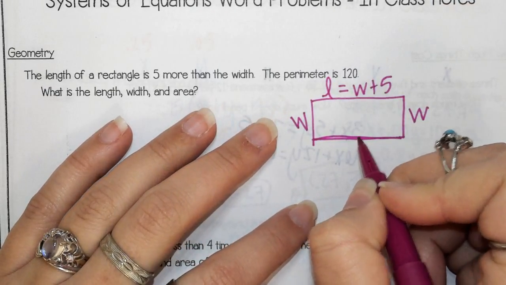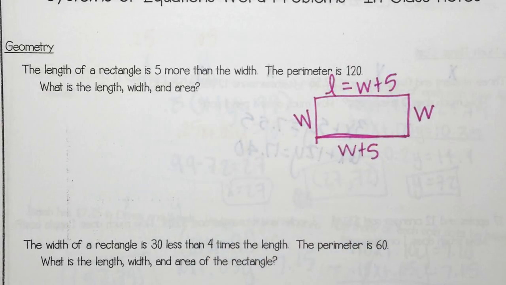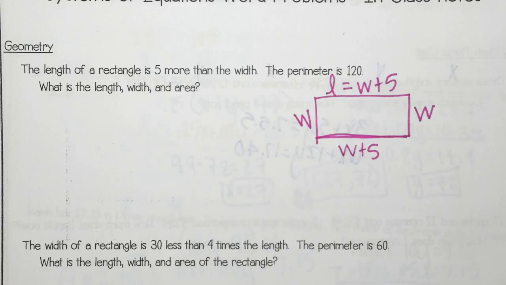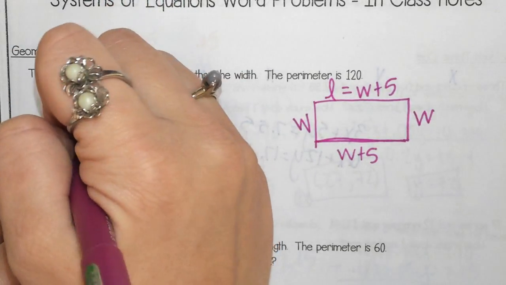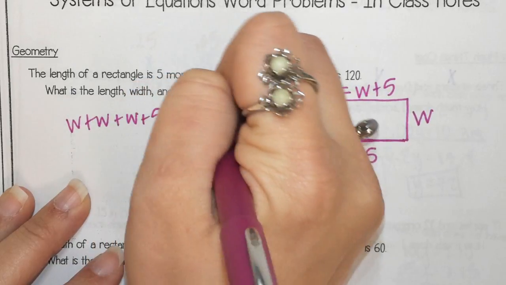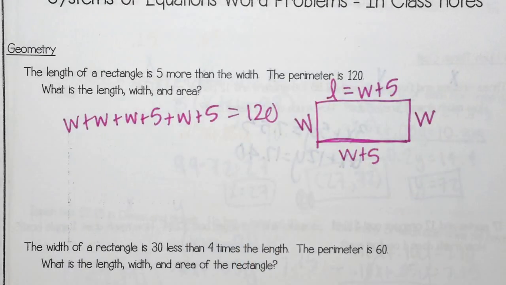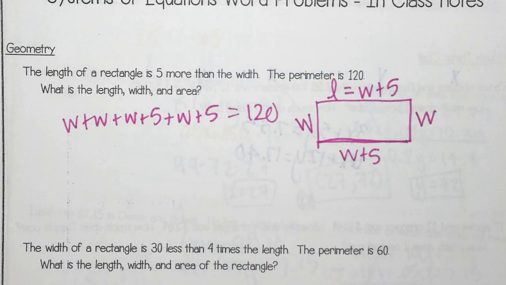And what would this bottom side be? W plus 5. Now it gives us the perimeter is 120. And what is the perimeter of a figure? All the sides added. Good, take a point. So you would just do W plus W plus W plus 5 plus W plus 5 equals 120. That's it. Then find your length, find your width, then plug it in and find your width.